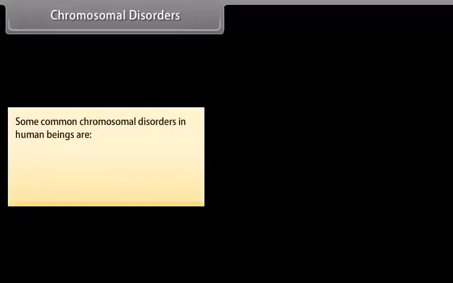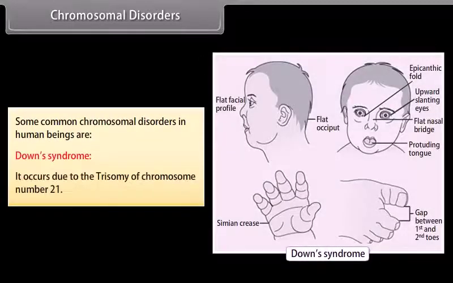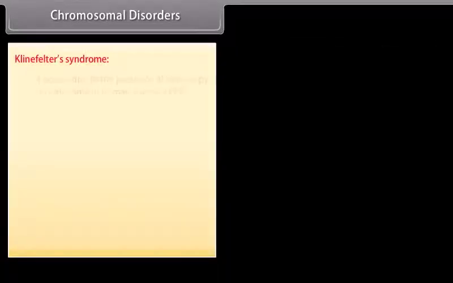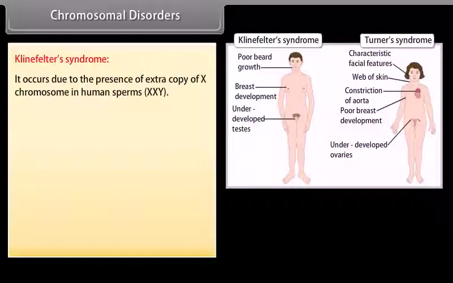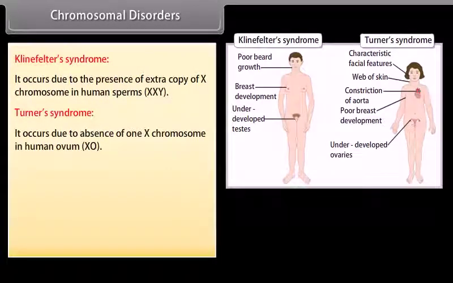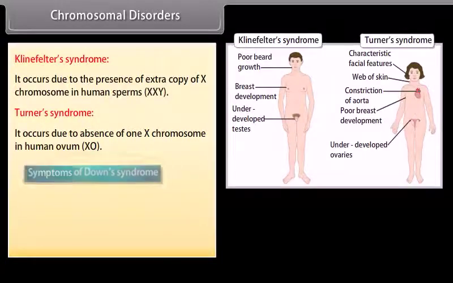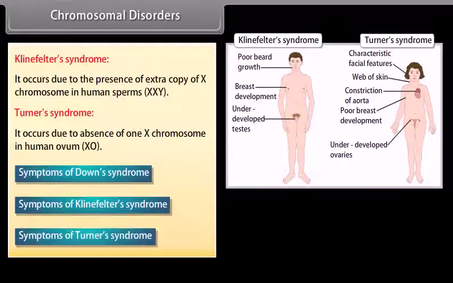Chromosomal disorders. Some common chromosomal disorders in human beings are Down's syndrome, which occurs due to the trisomy of chromosome number 21. Klinefelter's syndrome occurs due to the presence of an extra copy of X chromosome in human sperms, XXY. Turner's syndrome occurs due to the absence of an X chromosome in the human ovum, XO.